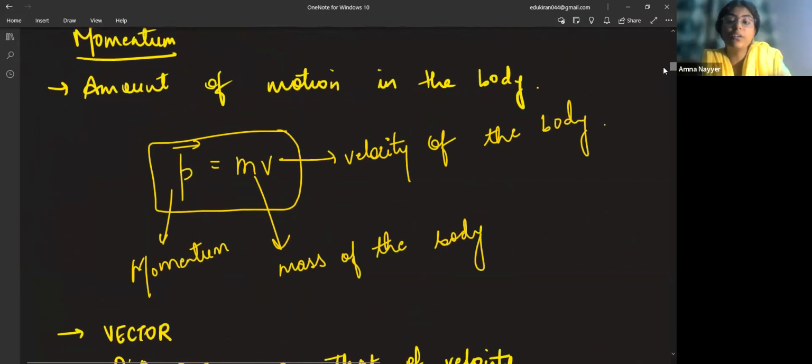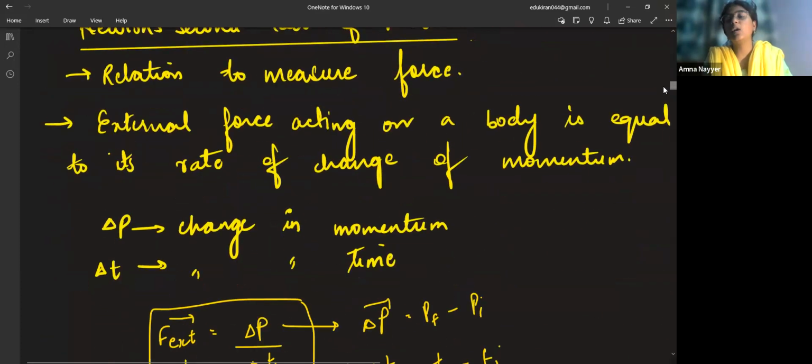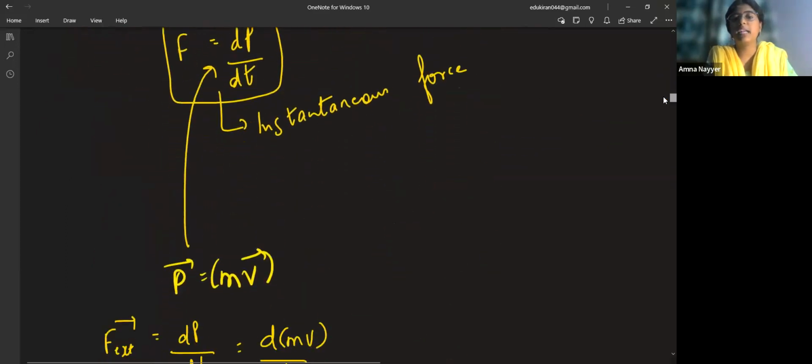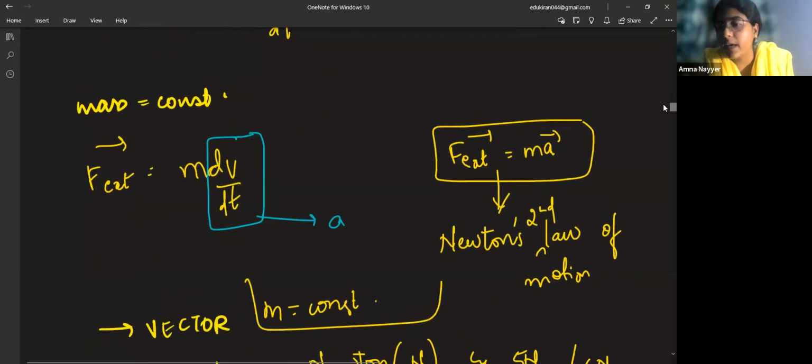Then that also introduces you to the concept of momentum, that is the amount of motion contained in the body, which is given by the formula P is equal to mv. Capital P is the denotation, not the small p. Then Newton's second law tells us that external force acting on the body is actually the rate of change of momentum, from which we obtain the formula F is equal to ma.